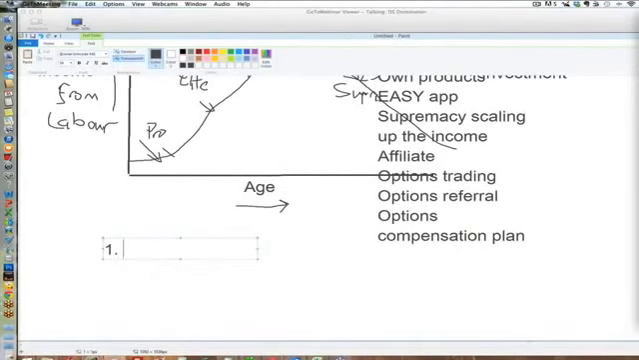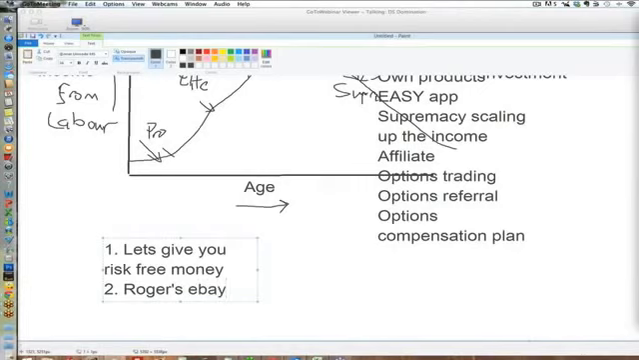Step one was, let's give you risk-free money. Step two was Roger's eBay training. At that time, we didn't have any of the software to go with it, so we did have some discrepancies, but it was great. Nobody else had something as good as that anyway. And then, of course, we had this third thing, which was, let's sell overpriced coffee and give you illusions of freedom. Okay.